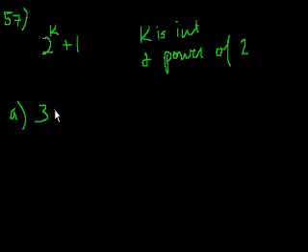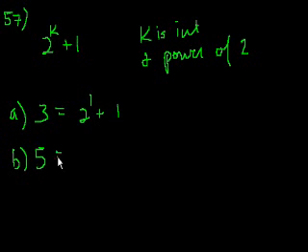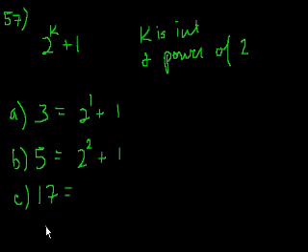So A, 3. Well, 3 is equal to what? It's equal to 2 to the 1 plus 1, right? And in this case k is 1, which is a power of 2. That's 2 to the 0. B is 5. Well, 5 equals 2 squared plus 1, 4 plus 1. And this is definitely a power of 2. 2 is a power of 2, 2 to the first. C, 17. That's 2 to the 4th plus 1. 2 to the 4th is 16, plus 1. And 4 is 2 squared, so that's a power of 2.